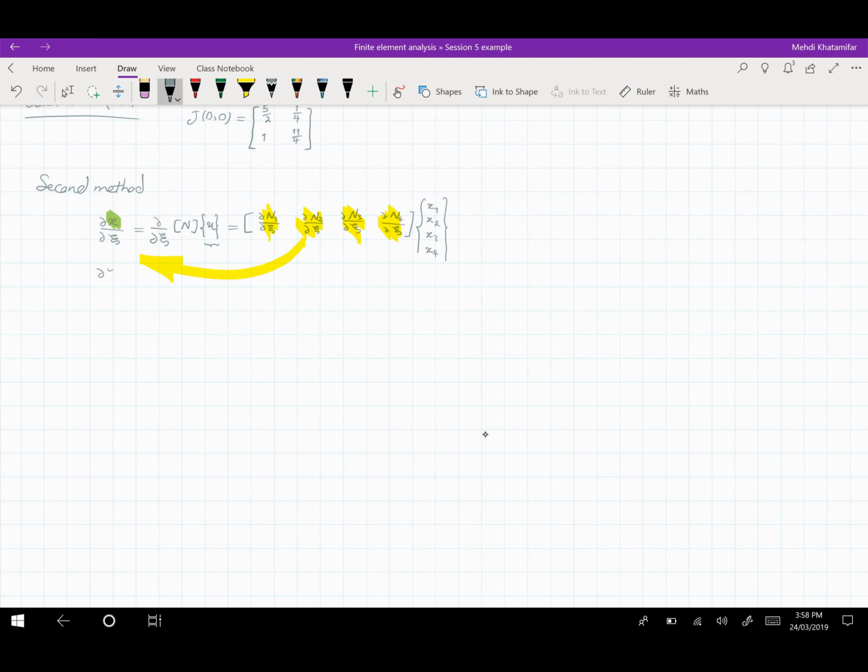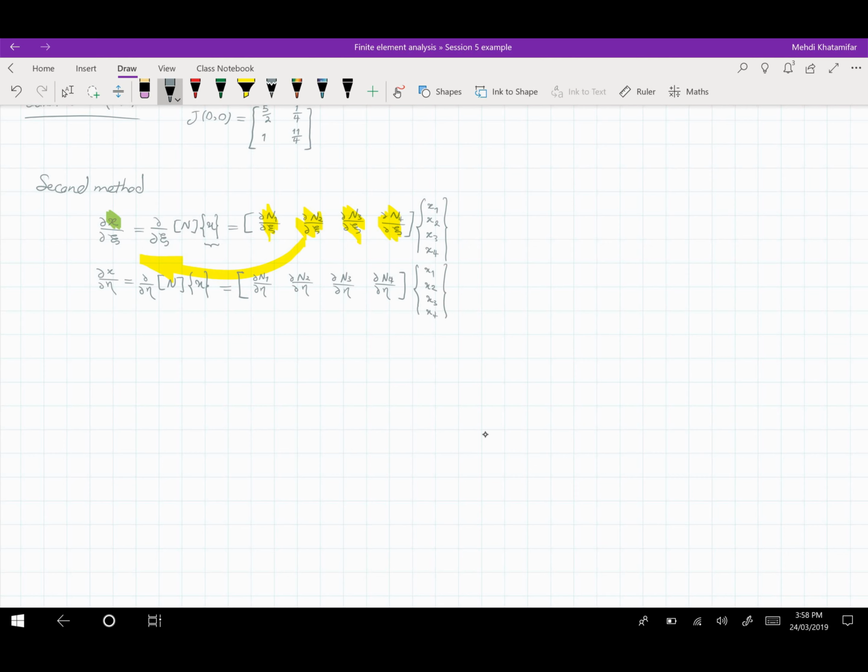So we are going to have a similar formula for x in terms of finding the derivative over eta, which is going to be the n matrix: n1 over eta, n2 over eta, n3 over eta, n4 derivative over eta, and the x1, x2, x3, and x4 vector.